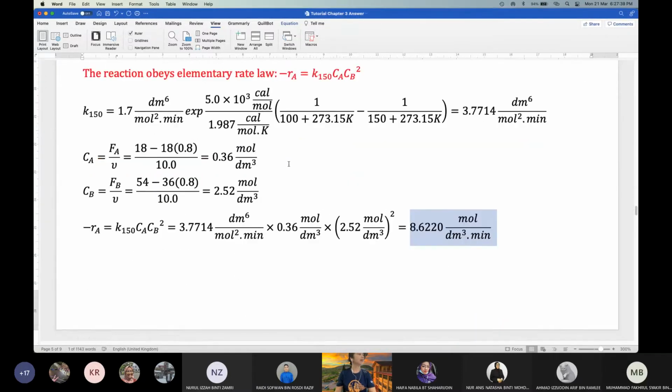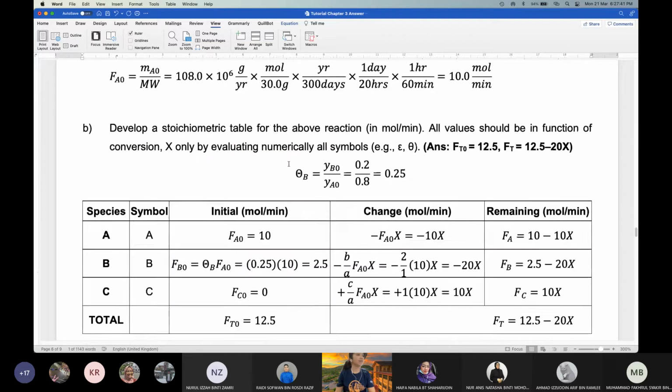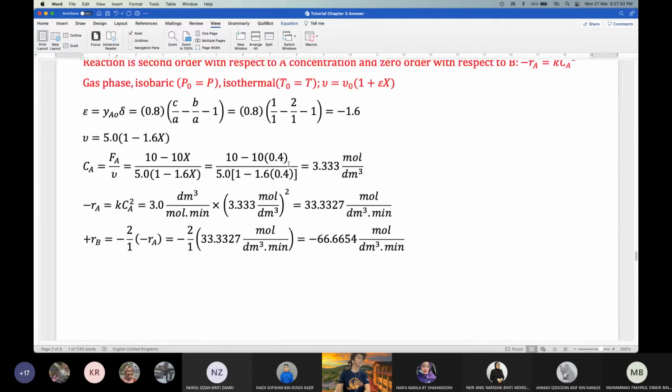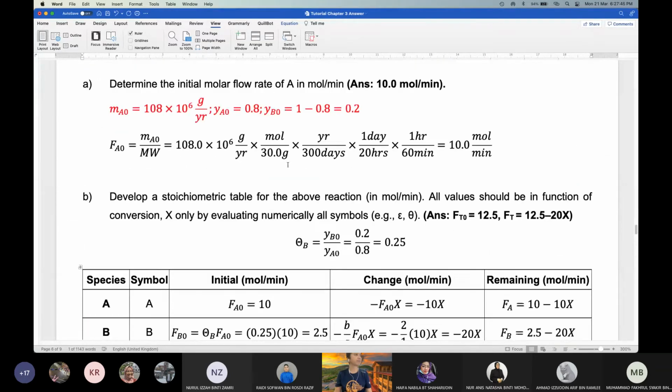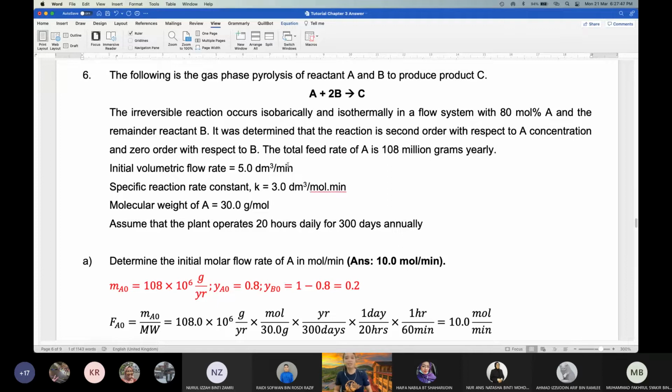Okay, so the second last question, question number 6. Okay, let me see. Okay, a little, not too much. Right. Okay, so question number 6. Okay, now we do the following: the gas phase pyrolysis of reactant A and B to produce product C.